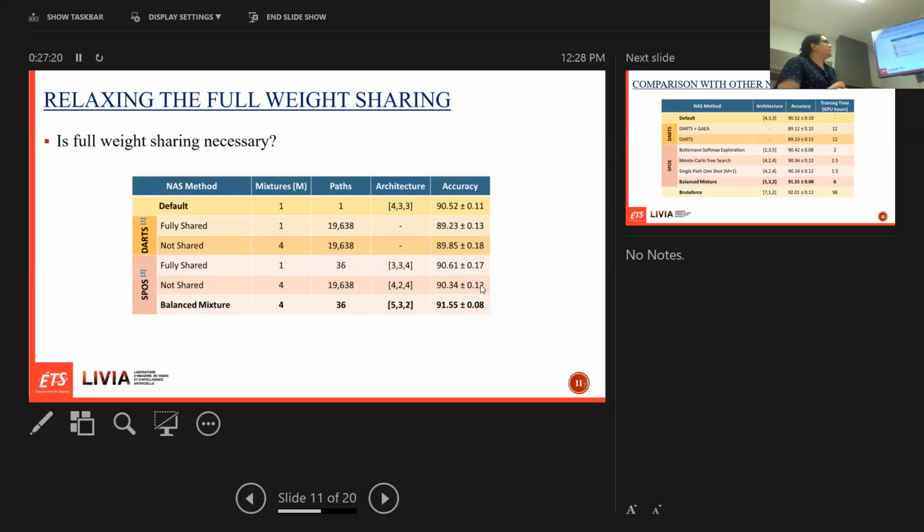What we did here was that in all the configurations or features that we had, all the weights were shared. That means that, for example, the convolutional weights in one layer are shared among all architectures for that specific layer. So we have full weight sharing.